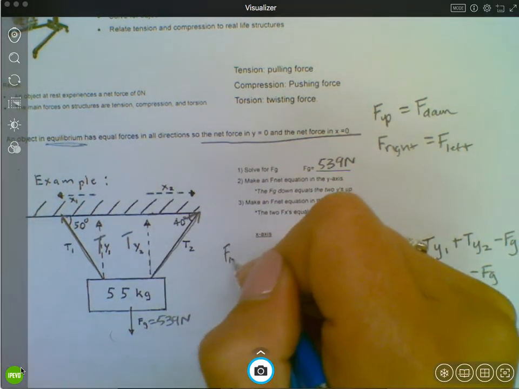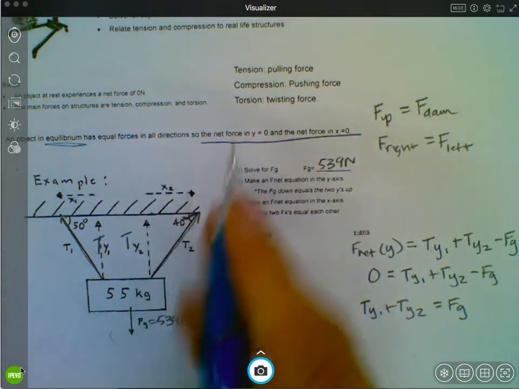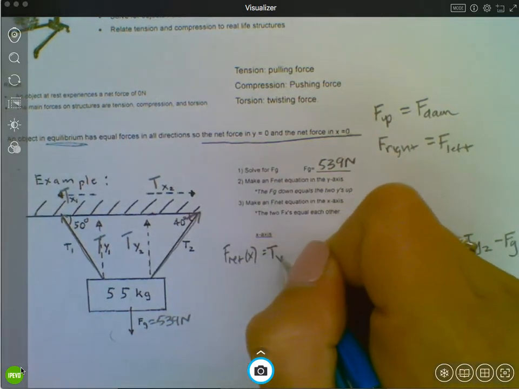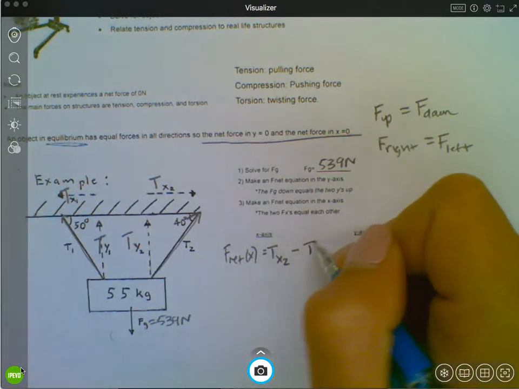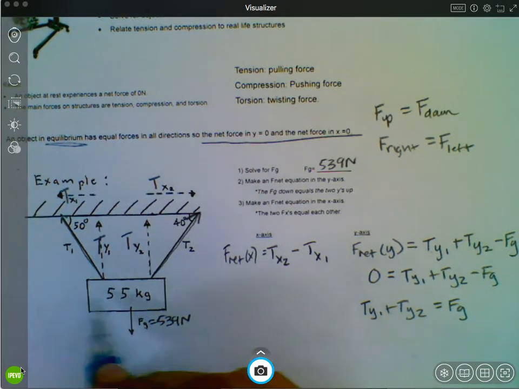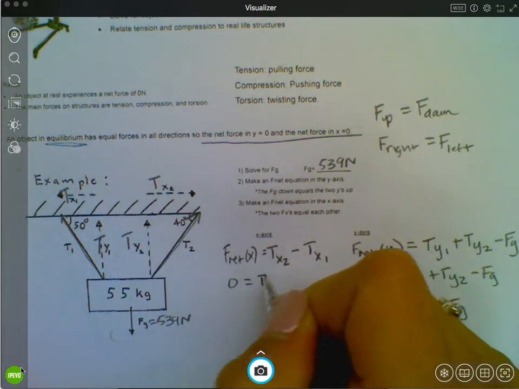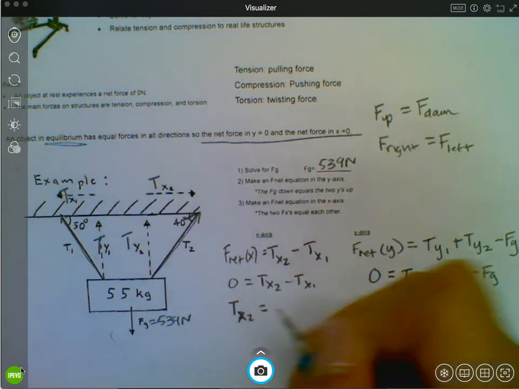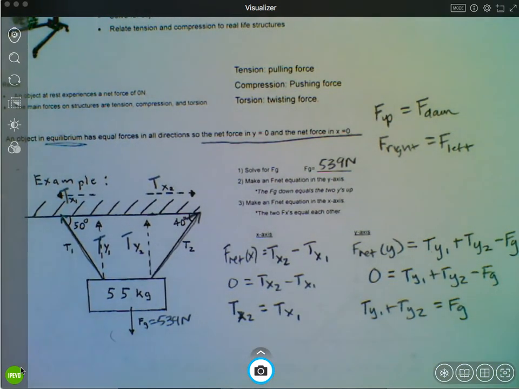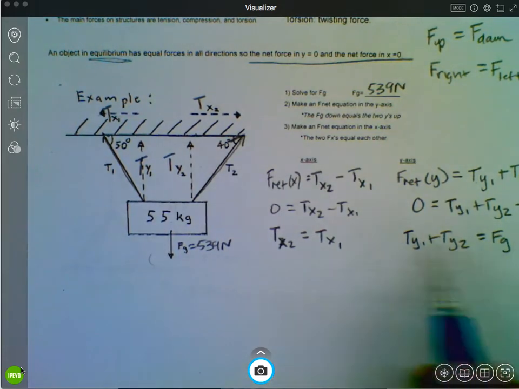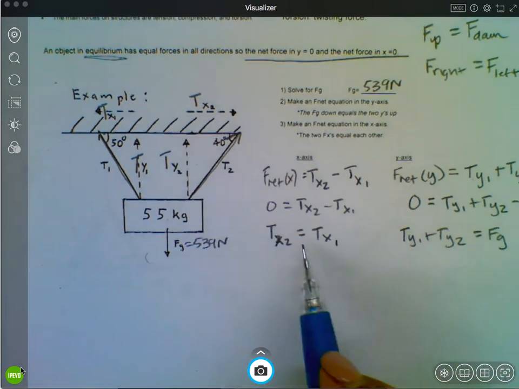So F-net x equals right, so I'm going to call it Tx2, and Tx1. Tx2 points right, Tx1 points left. That's why I subtract it. Since this object is not moving left or right, this will be 0. And so you'll hopefully see that Tx2 equals Tx1. Now, here's where it gets tricky. We have to do some math. We have too many variables. We've got 5 variables. That's too many. We need to get down to 2 variables since we have 2 equations.